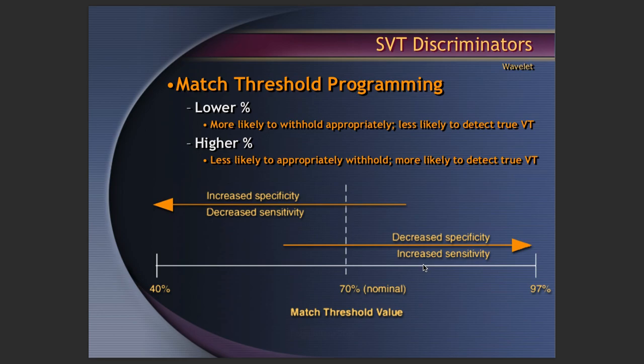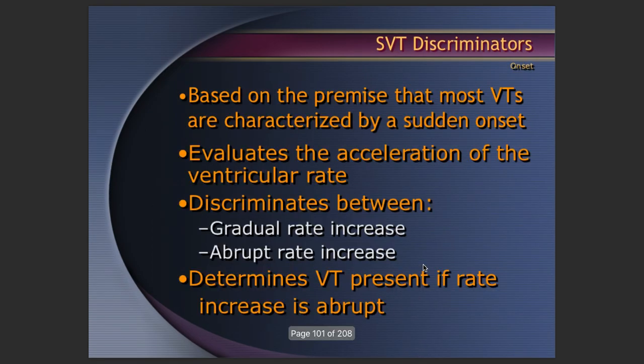First of all, there can be further parameters like the match threshold programming. With a lower percentage of the match threshold programming, it is more likely to withhold appropriately, which is less likely to detect the true VT. With a higher percentage of the match threshold programming, it is less likely to withhold appropriately, which is more likely to detect the true VT. So this is very, very important, again, as I was telling you.